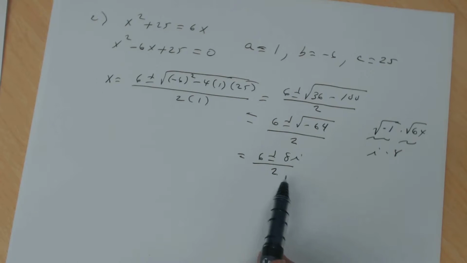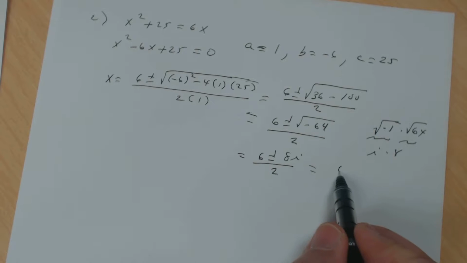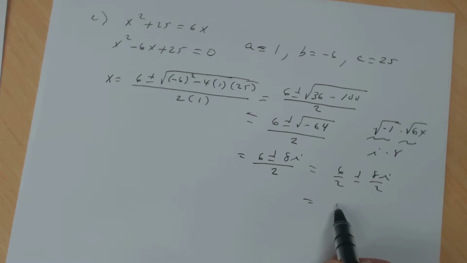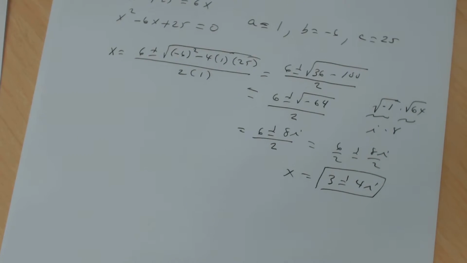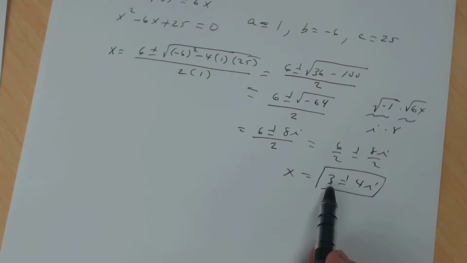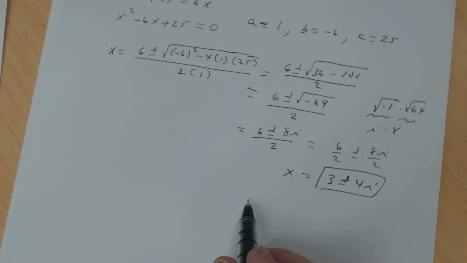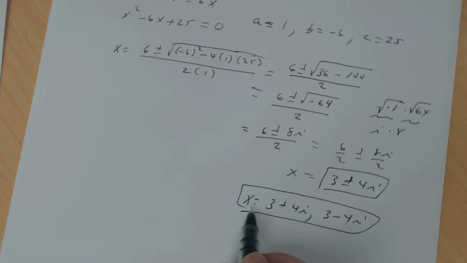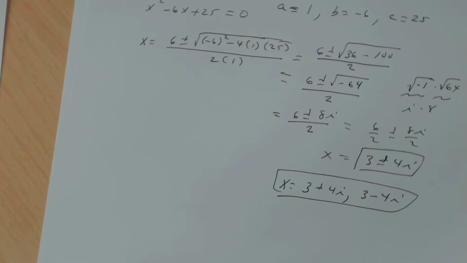Now again, just like in the previous problem, I can reduce this, so go ahead and simplify it further. So I'm going to get 6 over 2 plus or minus 8i divided by 2, which reduced is 3 plus or minus 4i. So that's what x equals. This is really two solutions. You just write it in a compact form. If they ask you to write this as two separate solutions, your solutions would be written as 3 plus 4i, comma, 3 minus 4i. Again, those are your complex solutions.